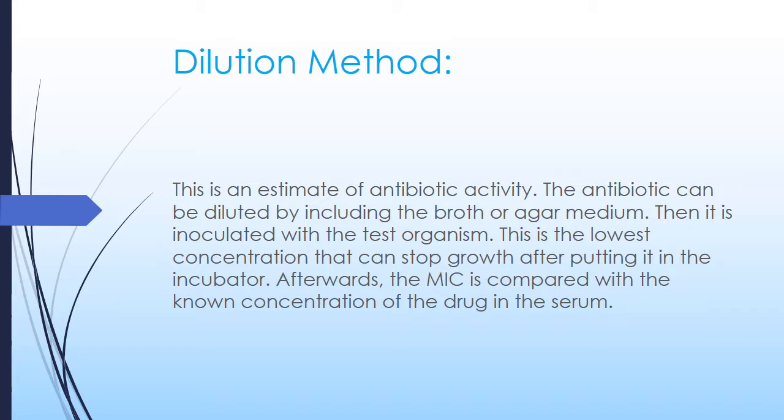A dilution method is an estimate of antibiotic activity. The antibiotic can be diluted by including the broth or agar medium. Then it is inoculated with the test organism. This is the lowest concentration that can stop growth after putting it in the incubator. Afterwards, the MIC is compared with the known concentration of the drug in the serum.